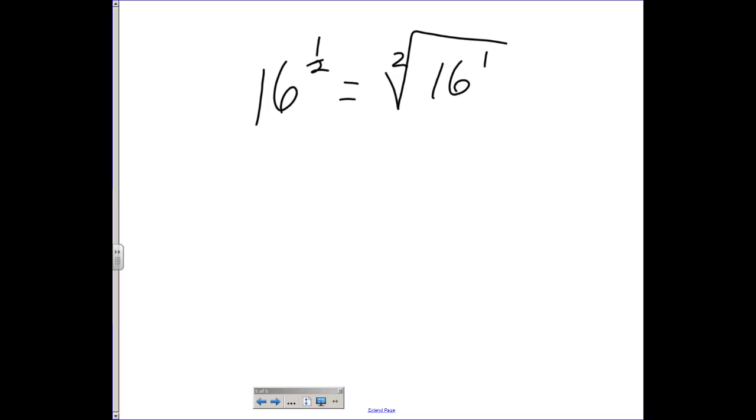If I have 16 to the 1/2 power, that really means take the square root of 16 to the first power. Well, 16 to the first power is just 16, and the square root of 16 is going to be plus or minus 4. So 16 to the 1/2 power could equal 4, or it could equal -4.